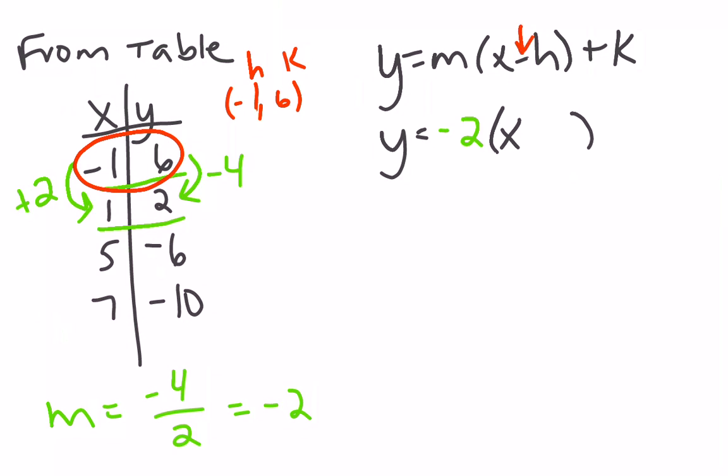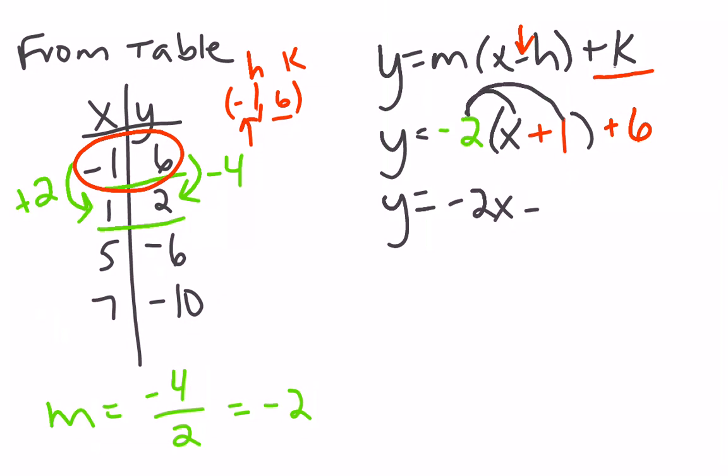Remember, the minus in the formula means opposite. So the opposite of -1 is +1. Then I'm going to keep k, so keep it as a +6. Last 2 steps are to distribute and combine like terms. Distribute means multiply. -2 times x is -2x. -2 times 1 is -2. Bring down your +6. So y equals -2x plus 4.